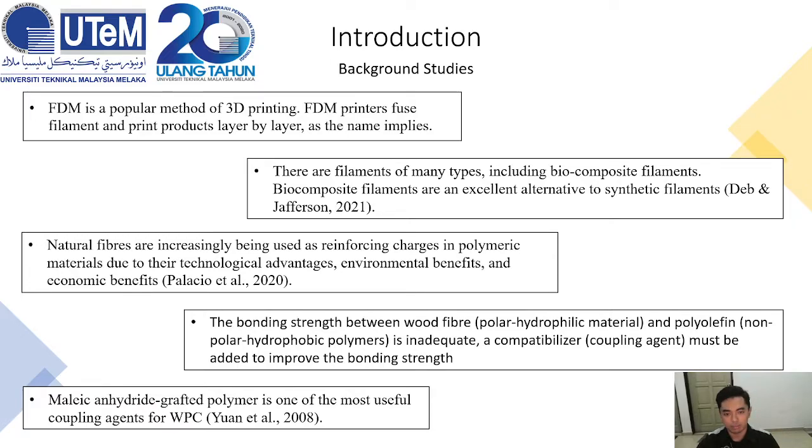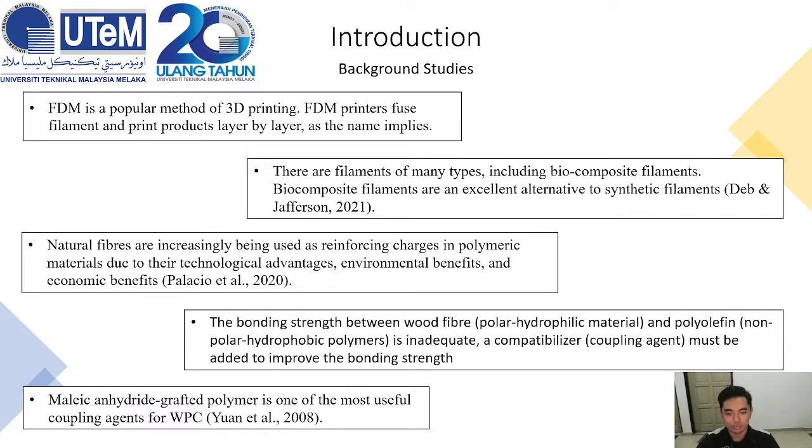There are many types of filament, including biocomposite filament. Biocomposite filaments are an excellent alternative to synthetic filament, as referred by Depp and Jefferson 2021. After that, natural fiber is increasingly being used as a reinforcing charge in polymeric material due to its technological advantage. This statement is referred by Palacio 2020.